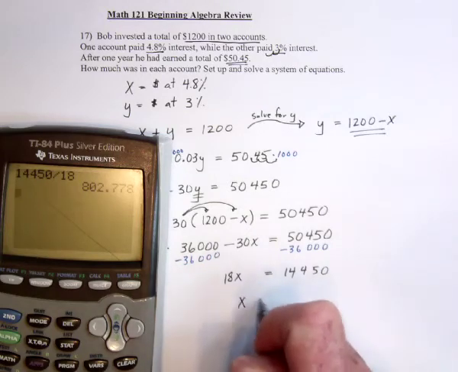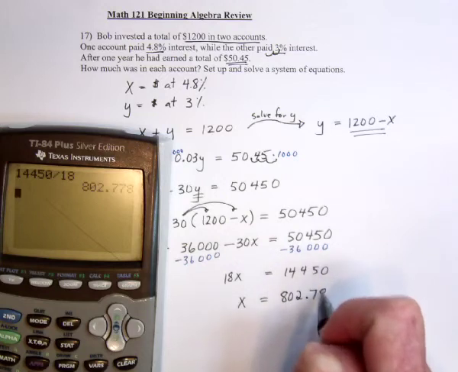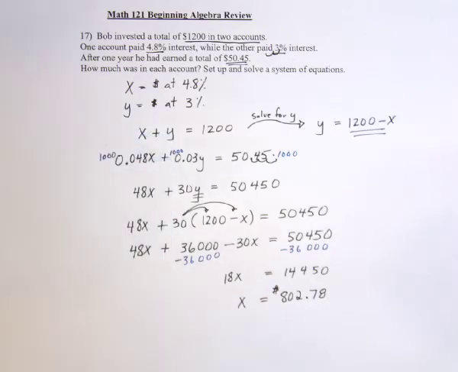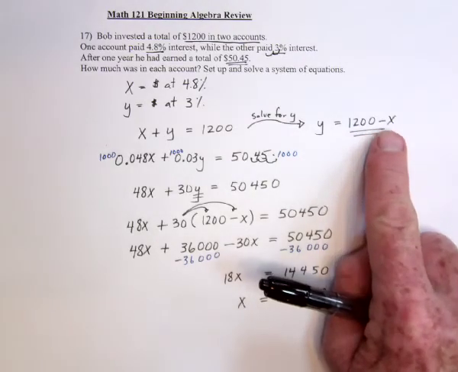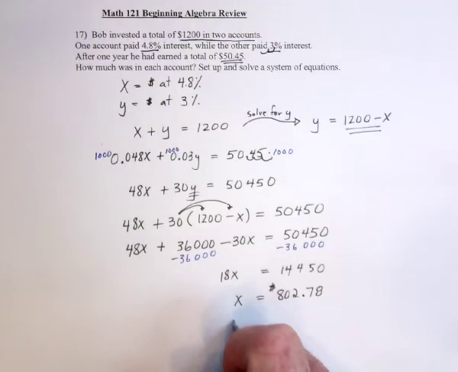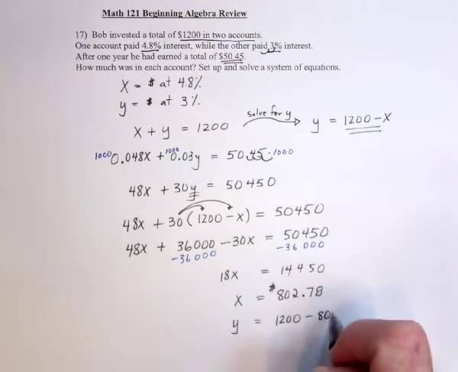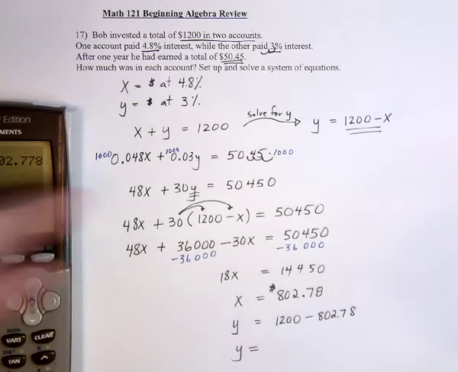So x is equal to 802.78. Because we're talking about money, it should be rounded to 2 decimal places. Now, if you go back to this equation where we solve for y, just plug in what we got for x. Y is going to be 1200 minus 802.78. So that's going to be close to $400.